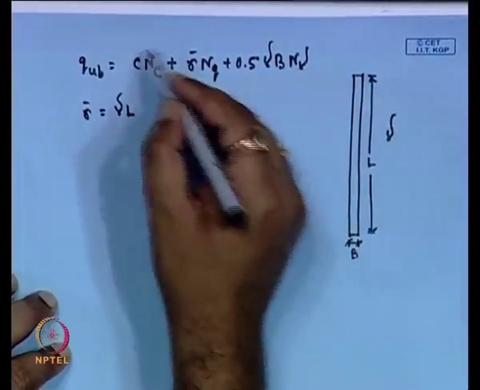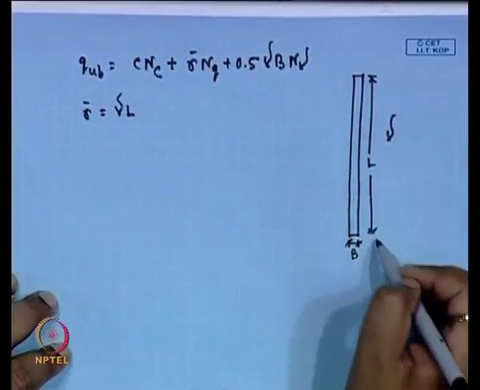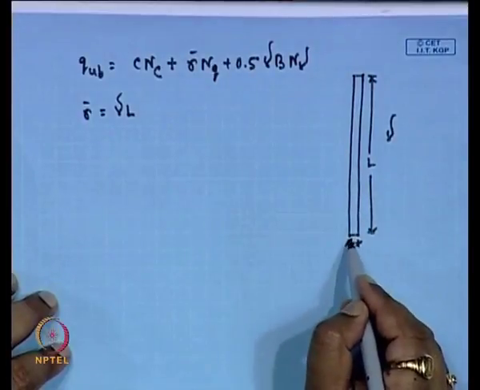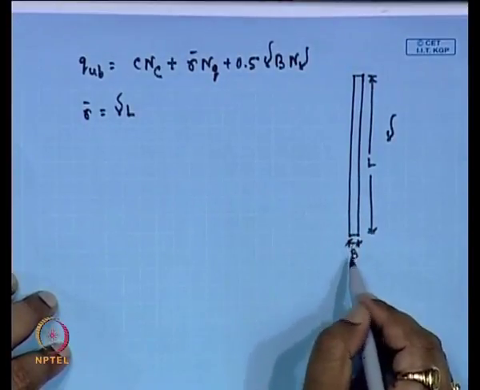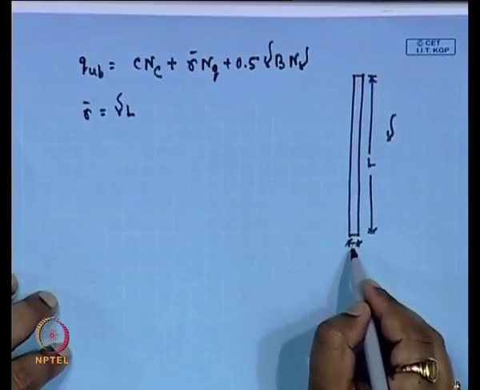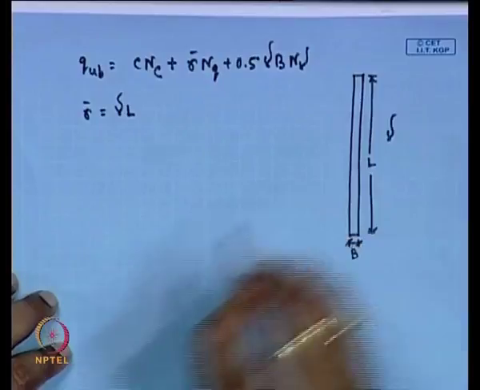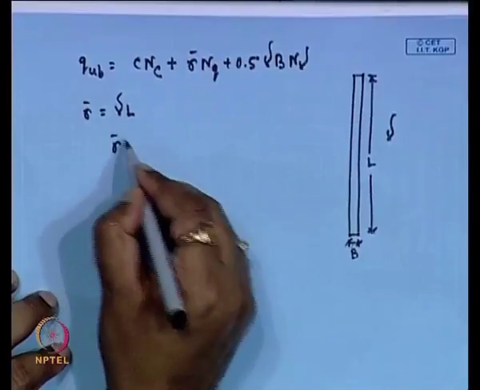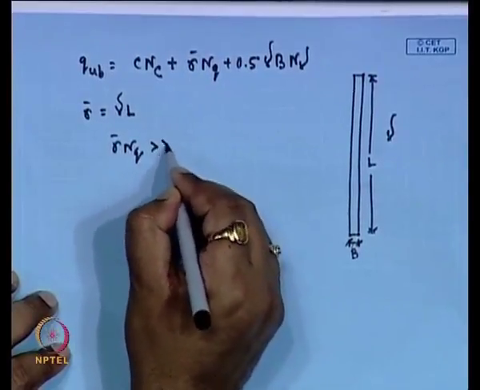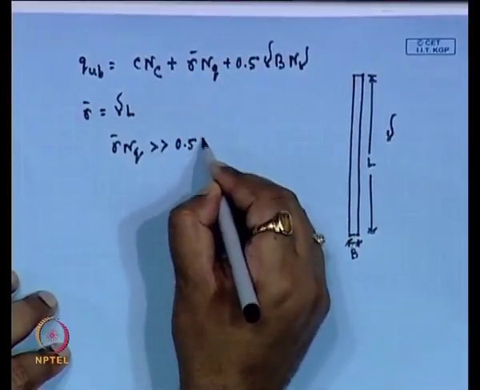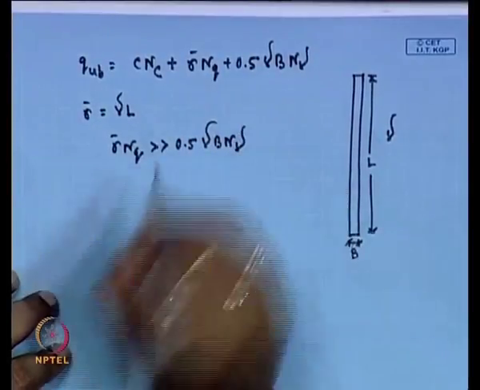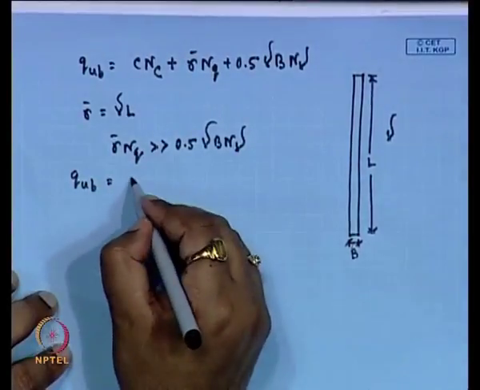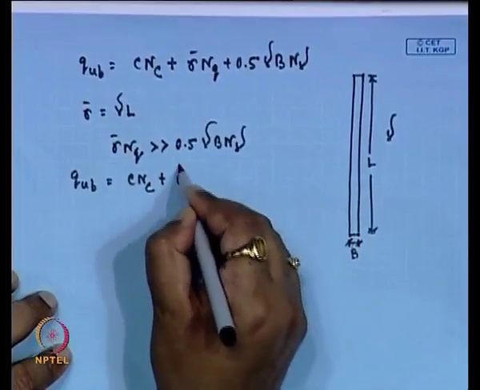So, the second contribution is what we get because of the overburden pressure of the soil, and the third one we get only from this region. This contribution is very small compared to the contribution from the overburden pressure. So, the second part, sigma bar N Q, is much higher than the third part, 0.5 gamma B N gamma. So, we can write Q U B equal to C N C plus sigma bar N Q.